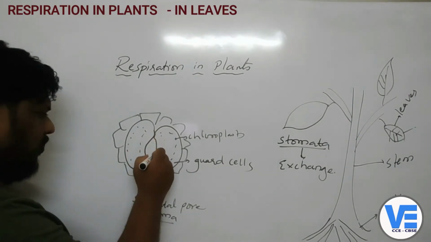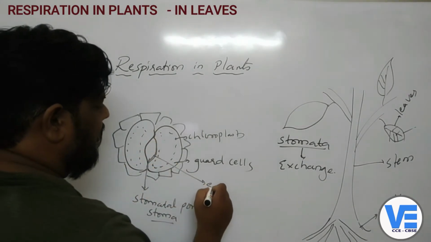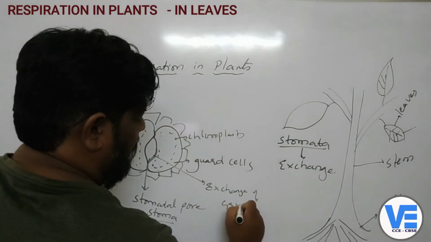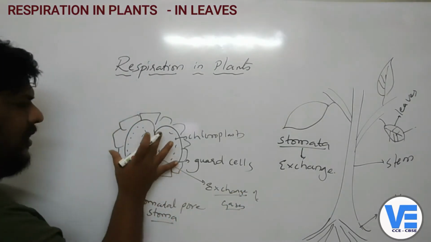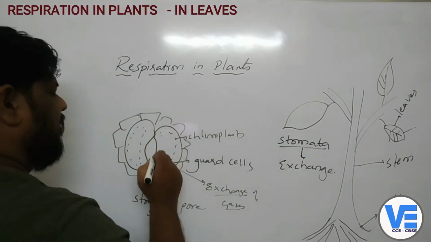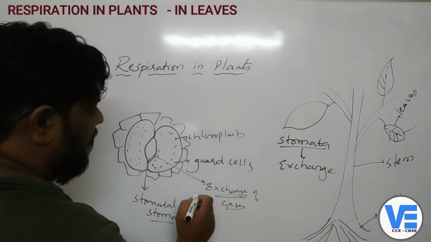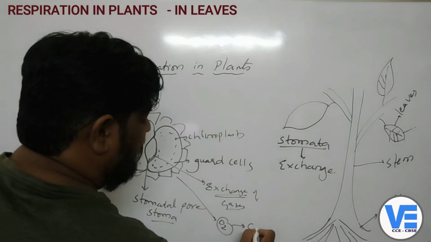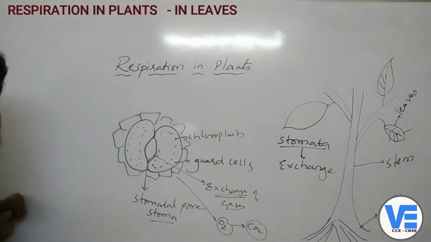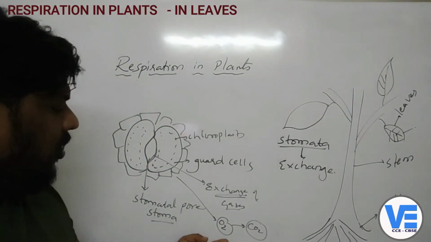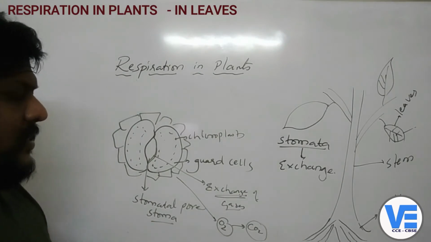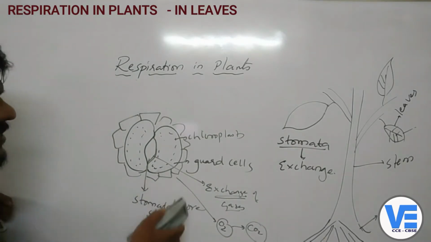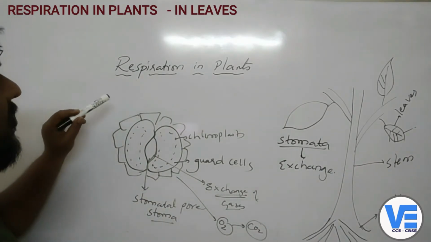Now this stoma is responsible for the exchange of gases. On the whole, you can say the stomata is responsible for the exchange of gases. This is the one which takes the oxygen inside and gives out the carbon dioxide outside. Now this is what happens in the leaves.